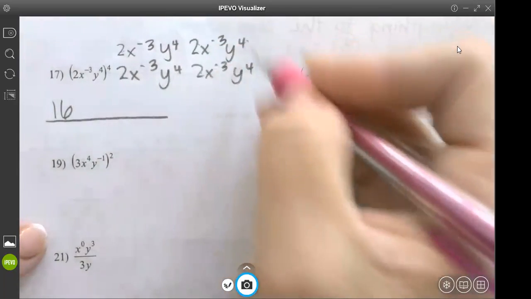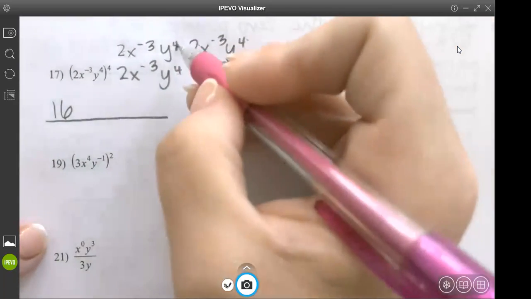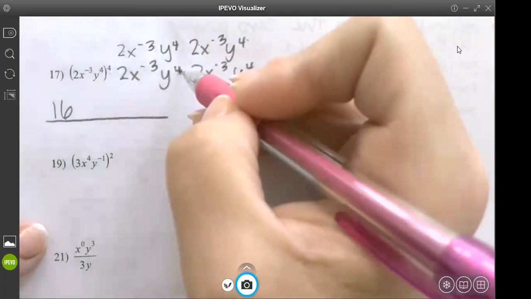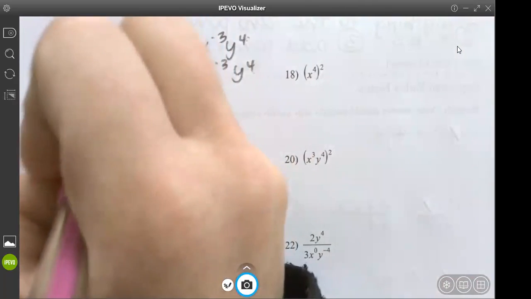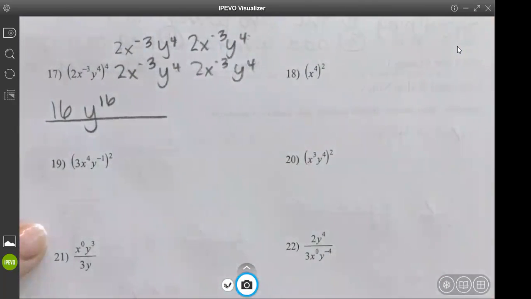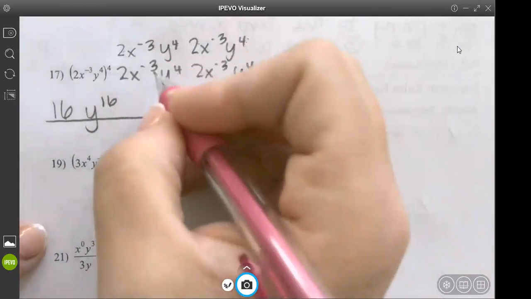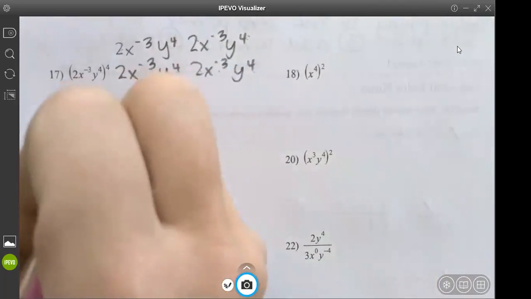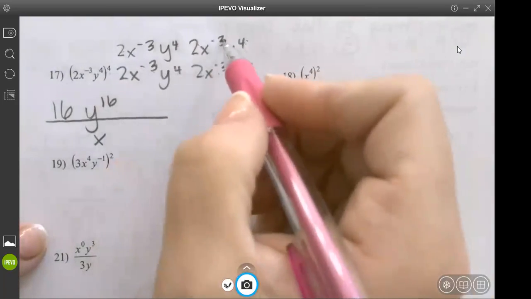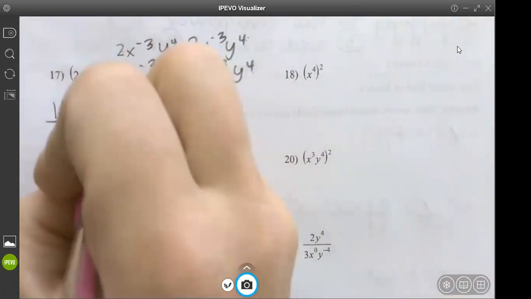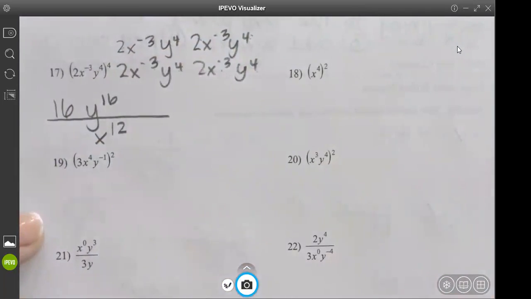All of our y's are positive, so add them together. 4 plus 4 is 8, plus 4 is 12, plus 4 is 16. And then all of your negative 3's are going to go on the bottom, but they're going to be positive. So 3 plus 3 is 6, plus 3 is 9, plus 3 is 12. So you don't have to write it out as many times if you can do it from there. Okay.